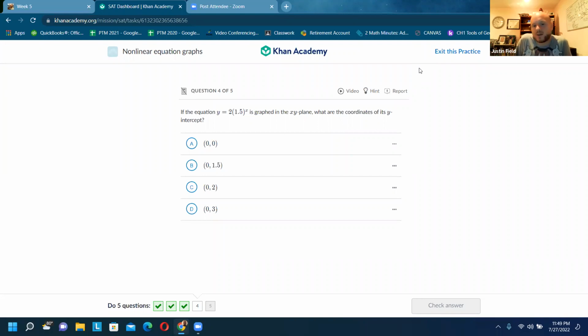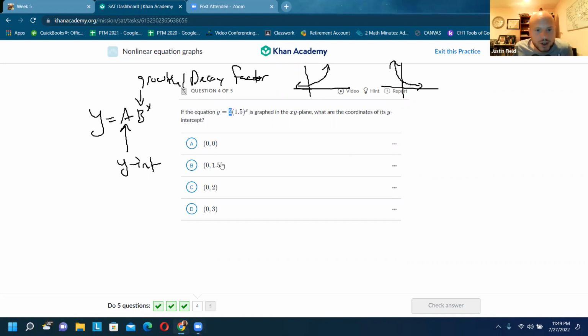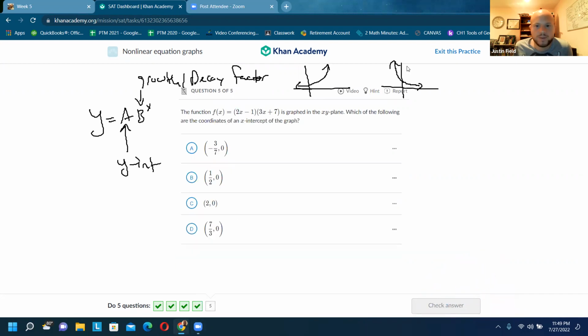If the equation y equals 2 times 1.5 to the x is graphed in the xy plane, what are the coordinates of the y-intercept? So now here we have an exponential function. This time the y-intercept is in front, and the b is the growth or decay factor. Like the slope, only we know exponential goes in an exponential curve. It can be growth or it can be decay. And so the y-intercept is 0, 2.